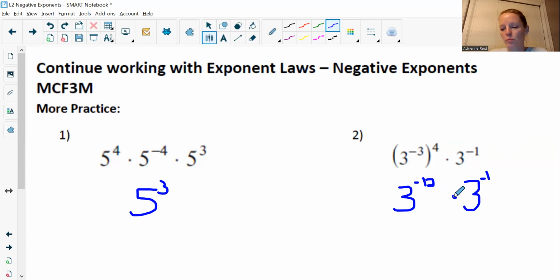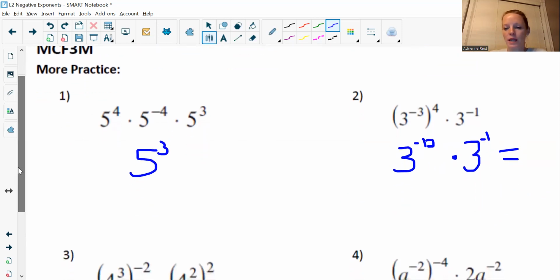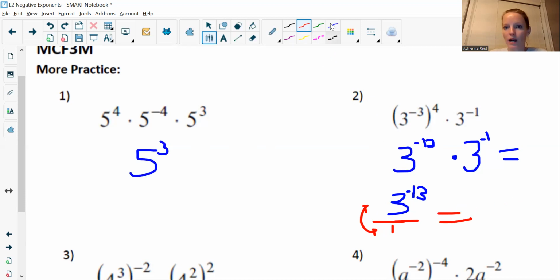Well, the multiplication rule says to add my exponents. So -12 plus 1 more negative is going to be 3 to the power of -13. But I'm going to make sure my answers are not left with negative exponents in them. So I'm going to remember underneath this 3 is a 1, so I'm going to flip it. And I'm going to get 1/3 to the power of +13. 1/3 to the power of +13 is actually my end answer.